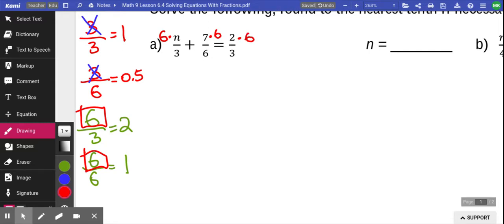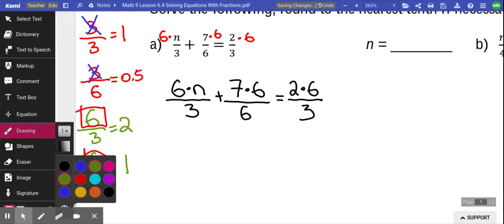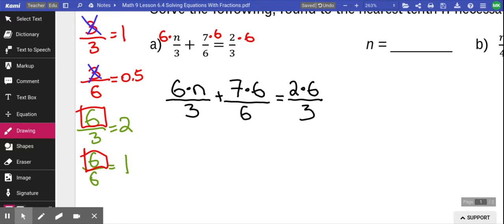If you multiply everything by 6, this is what you get. You get 6 times n over 3. That's my first fraction. Plus 7 times 6 over 6 equals 2 times 6 over 3. So you'll notice I'm just rewriting my equation after I multiplied everything by 6.